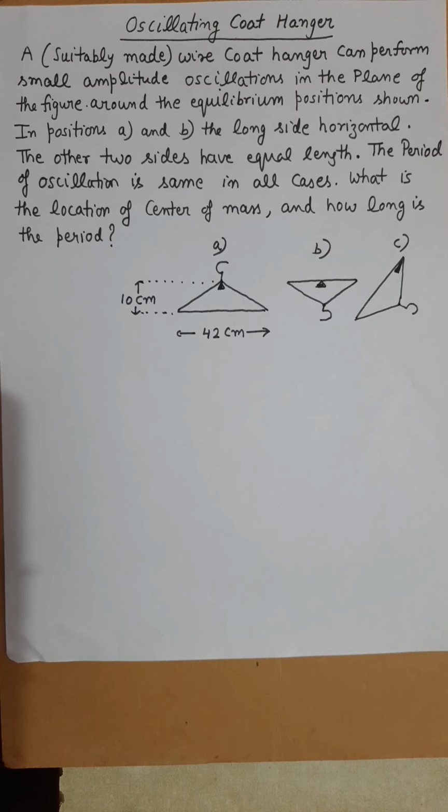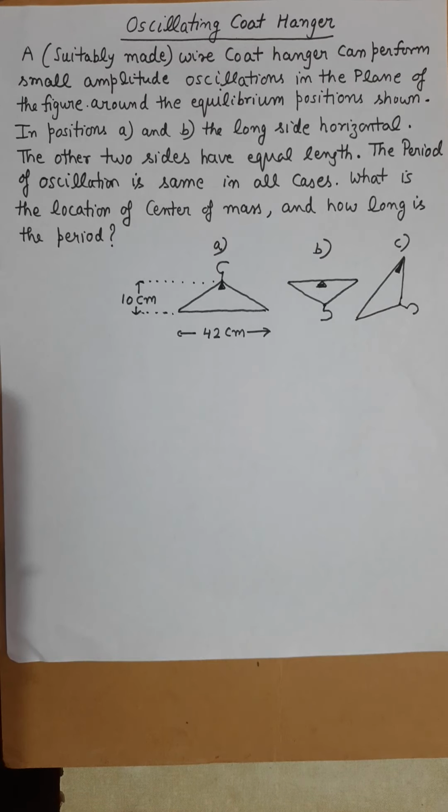For that only I am here with one unique problem, a very good problem, and that is the oscillating coat hanger. So we will discuss the oscillation of the hanger. Look at the diagram which looks like a coat hanger, right? In this diagram you have three figures A, B, C. They are three different orientations of a coat hanger, right?